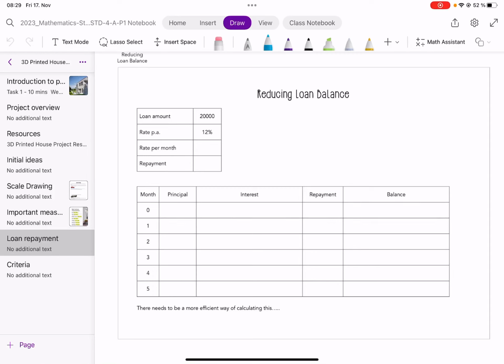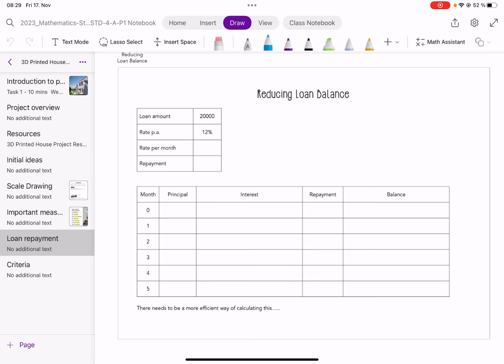Hi grade 9s, we are looking at mortgages and trying to figure out how they're different to the kind of compound interest questions we've looked at. We're going to be exploring how to find out how much is in the account each month as well, how much is owed each month.